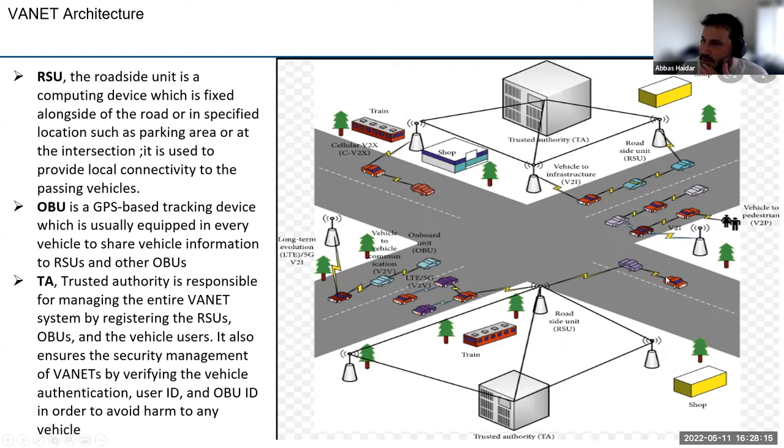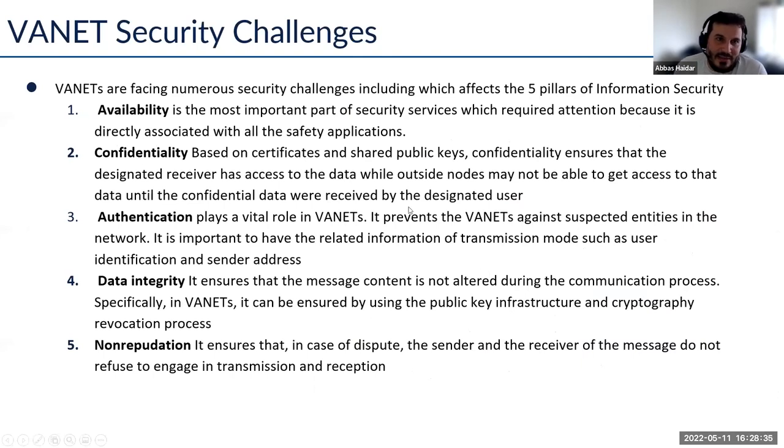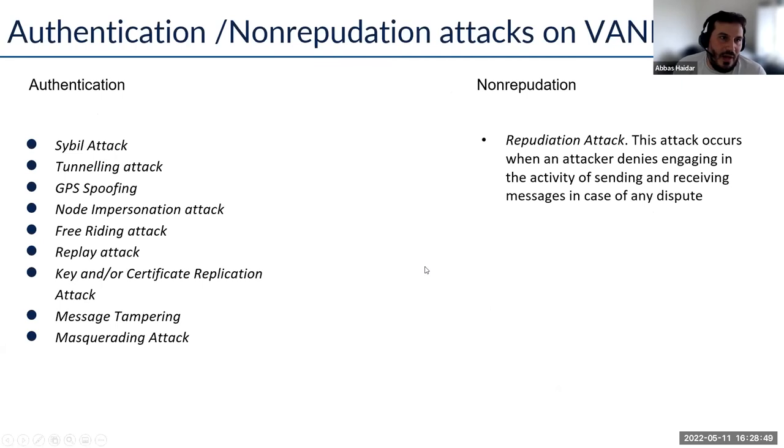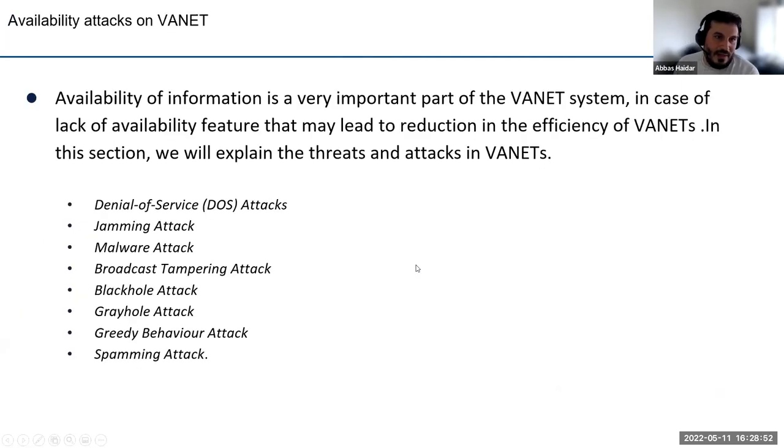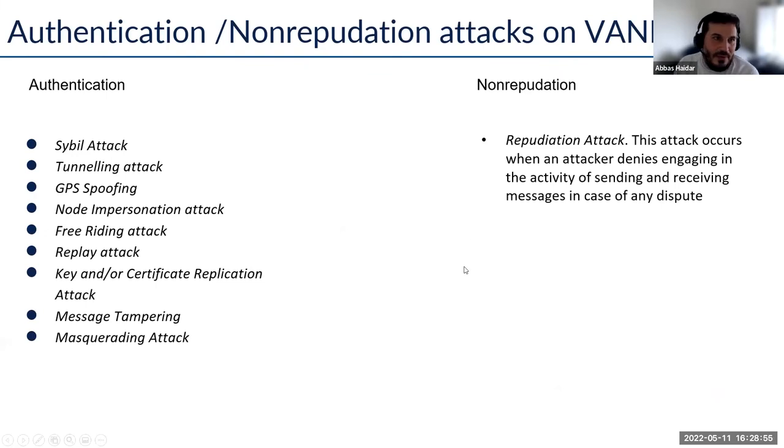The last thing to talk about is attacks on non-repudiation. The repudiation attack occurs when an attacker denies engaging in the activity of sending and receiving messages in case of any dispute. This might be a rare one, but these are the most common attacks, which affect the five pillars of an information security system: availability, confidentiality, authentication, data integrity, and non-repudiation. I listed all the attacks here, so this is everything we spoke about.